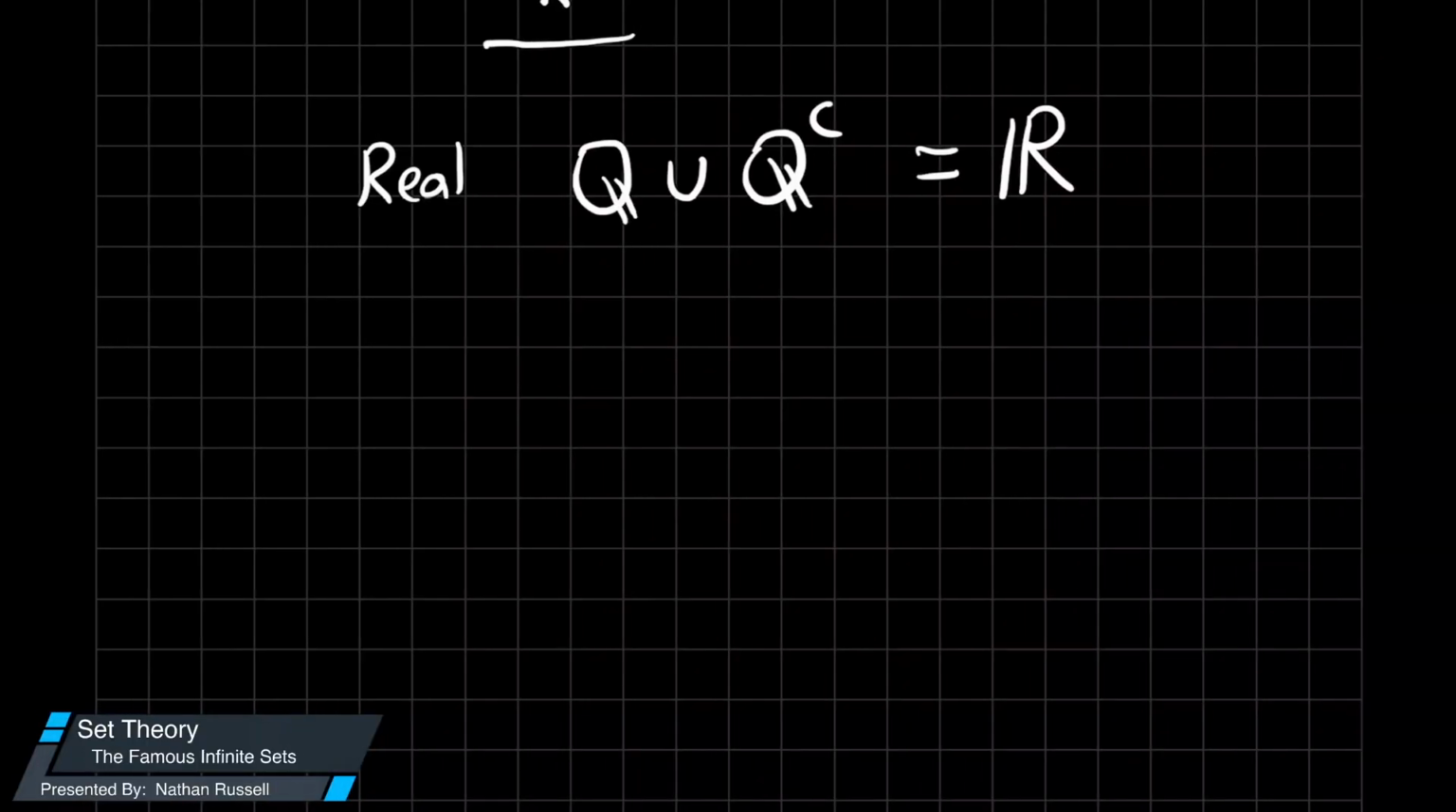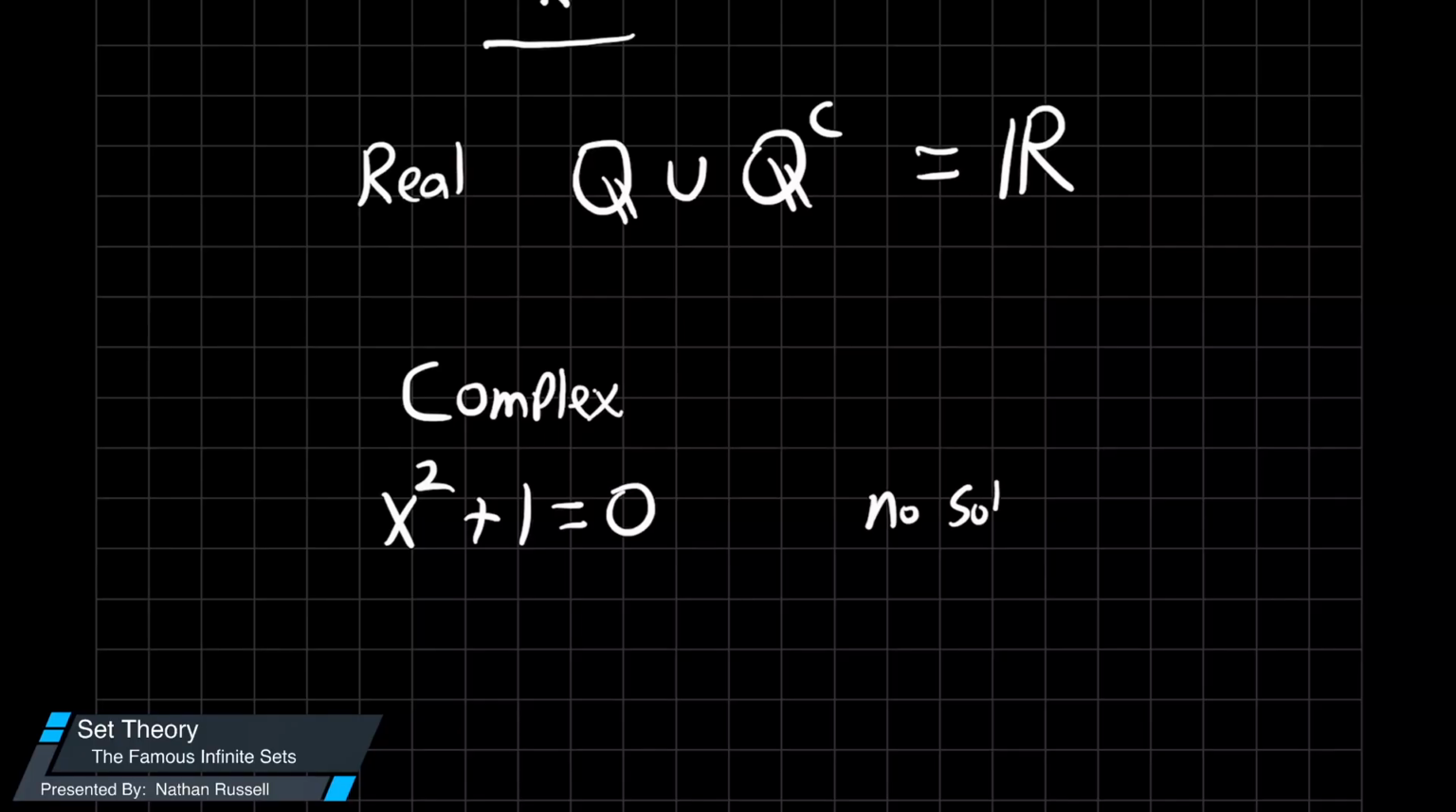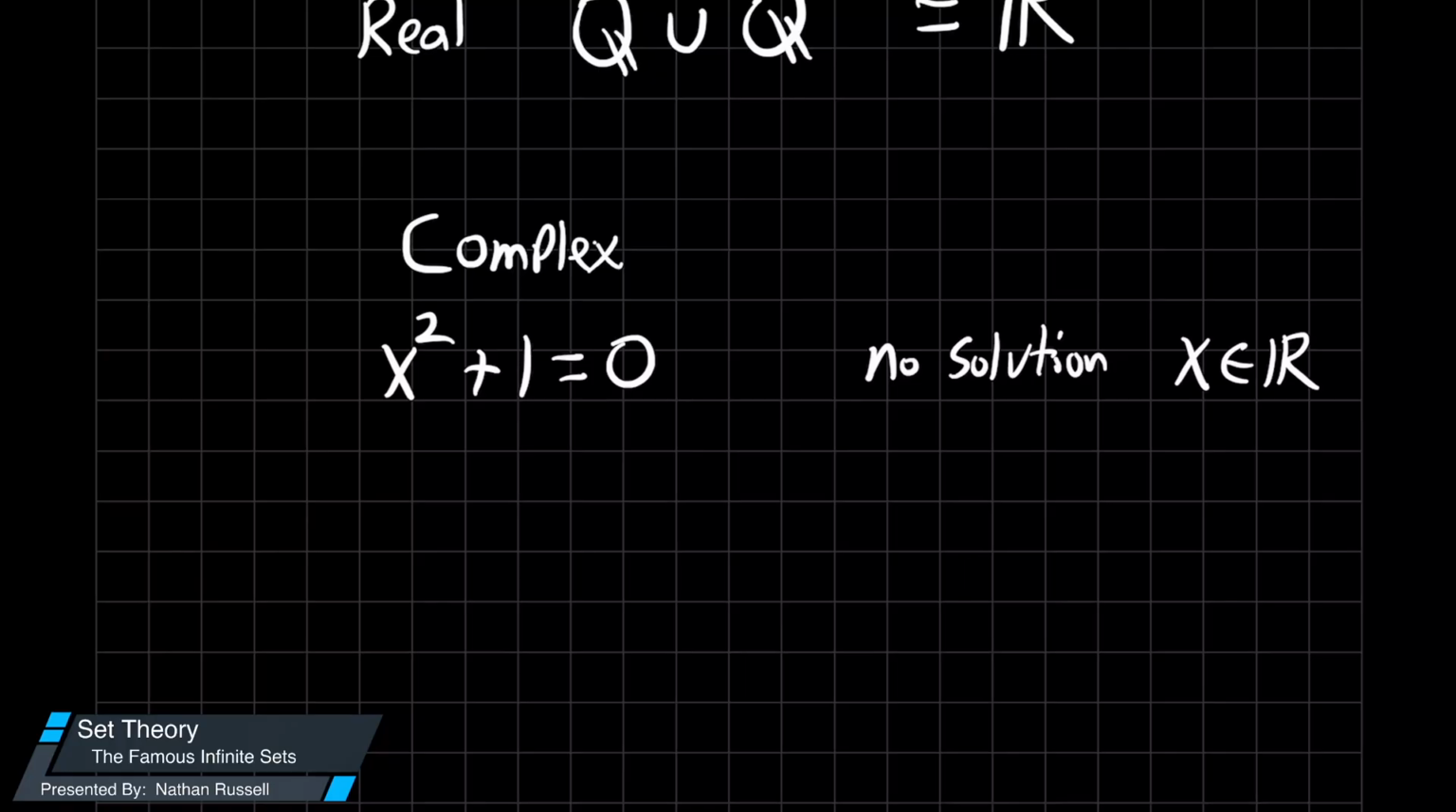Okay, and finally, our last famous infinite set, we're going to use the reals to extend those and then create the set of complex numbers. So complex numbers: x squared plus 1 equals 0 has no solution whenever we restrict the set of values x to be in the set of real numbers. You learn that there actually is a value that will satisfy this because we refer to it as the imaginary unit. So x could be equal to plus or minus the imaginary unit.